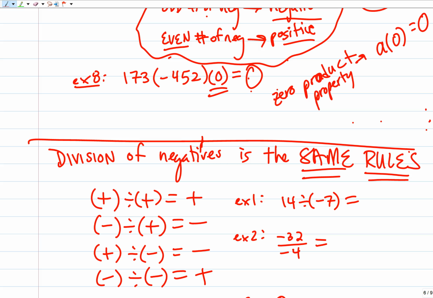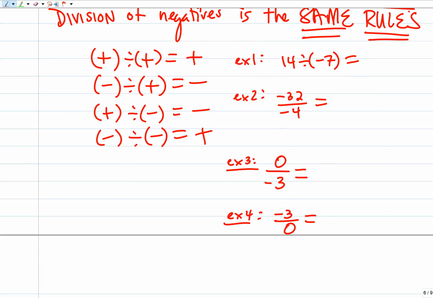We've done adding. We've done subtracting. We've done multiplying. How about, ready for this? This is the most exciting thing in the world. Do you know how to multiply? Do you know how to divide? Do you know the rules for multiplying? Then you know the rules for dividing.